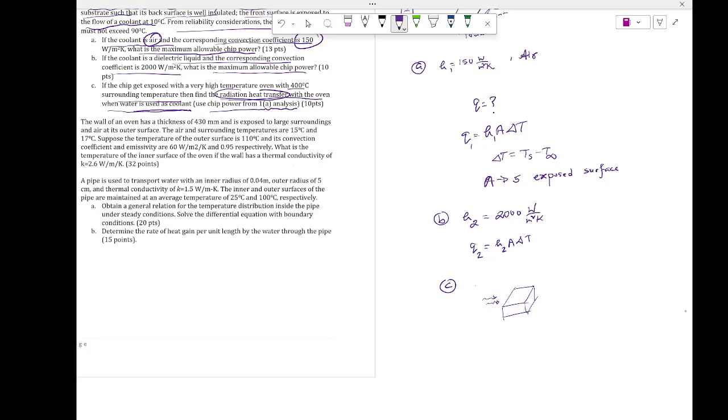Liquid water is flowing on the top of the chip or surrounding the chip, right? Matt, do you understand the problem? It's a little different. And then it says wall of the oven. So the chip gets exposed to very high temperature, with a 400 degrees surrounding temperature. Say this surrounding temperature is 400 degrees Celsius.